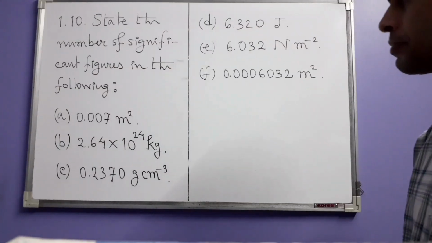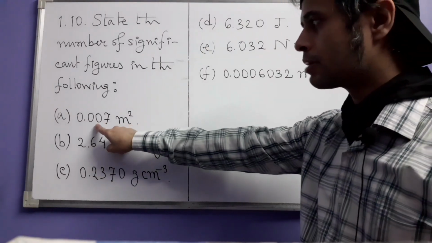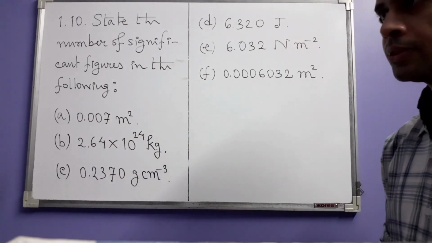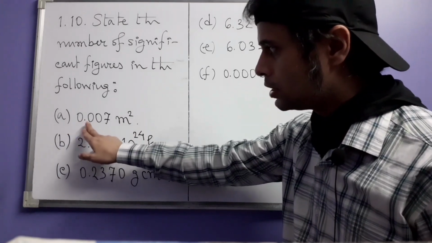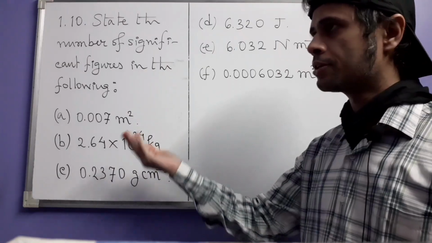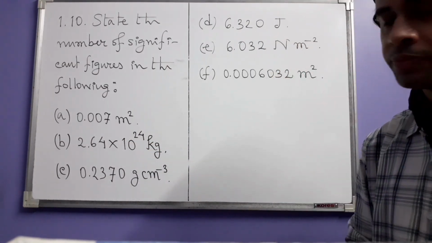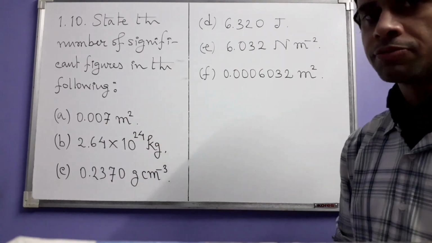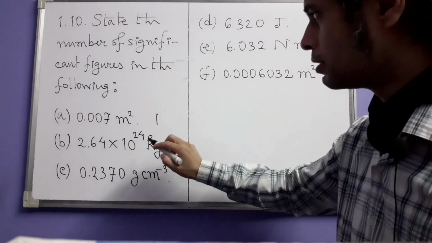So what do you see here? In the first one, 0.007 meters square. It is area of something. You see 3 leading zeros, zeros that appear before all non-zero figures. Leading zeros are not significant, but any non-zero digit is significant. So here the number of significant figures is 1. So you have 1 here.